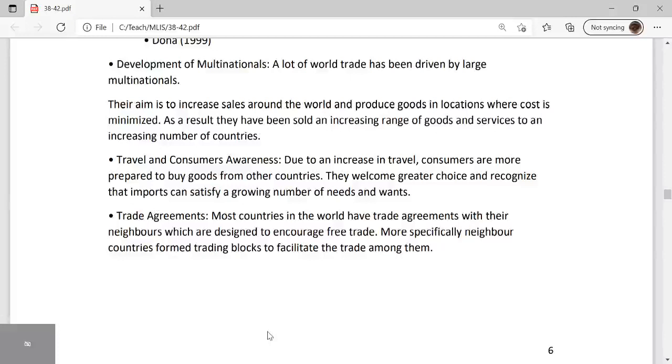Next we have trade agreements. Most countries in the world have trade agreements with their neighbors, which are designed to encourage free trade. More specifically, neighbor countries formed trading blocs to facilitate trade among them. See, these kinds of trade agreements are very important, and this is encouraging free trade.